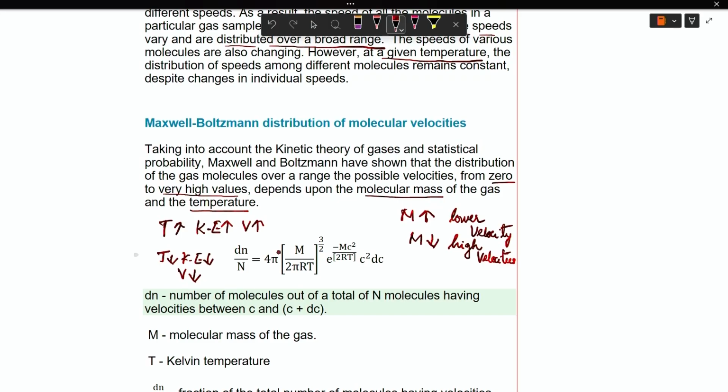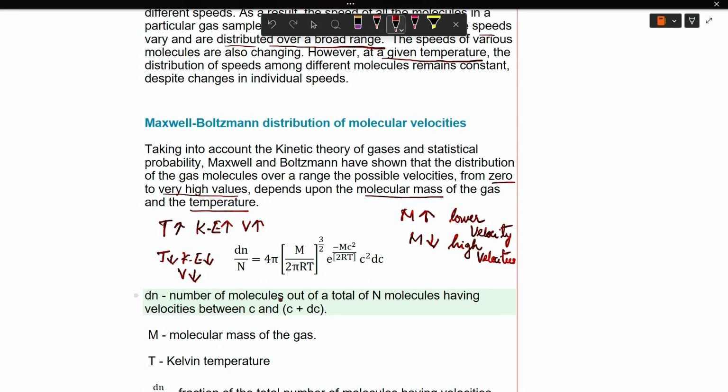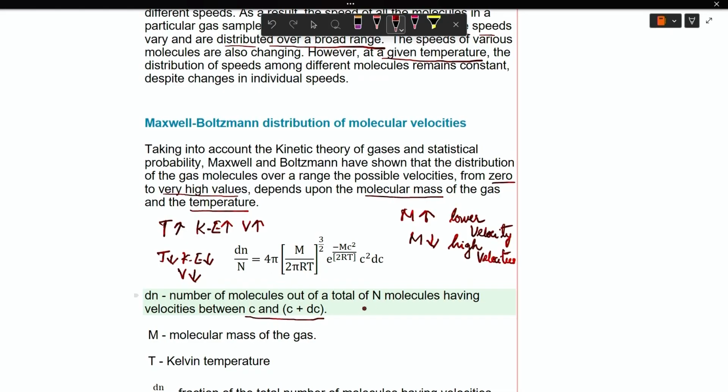What is dN? dN is the number of molecules which possess a velocity in the range c and c plus dc, out of the total number N of molecules. Here c is the velocity, and dc is a slight increase in that. So, in that range of velocity, the number of molecules out of the total molecules is written as dN.